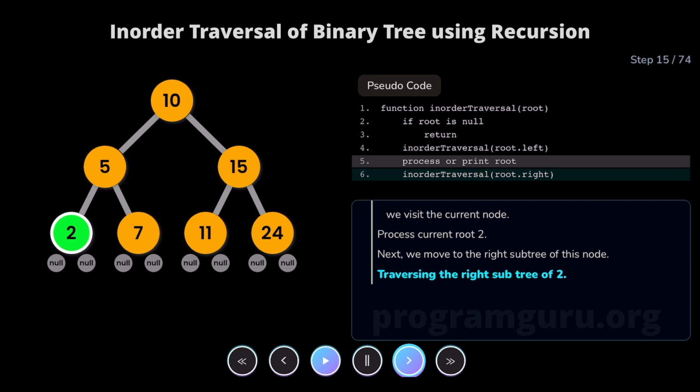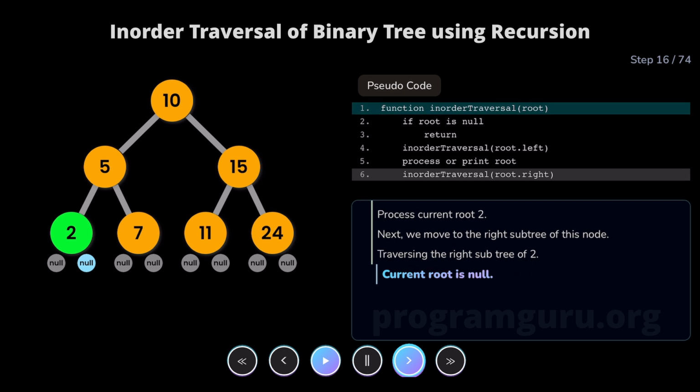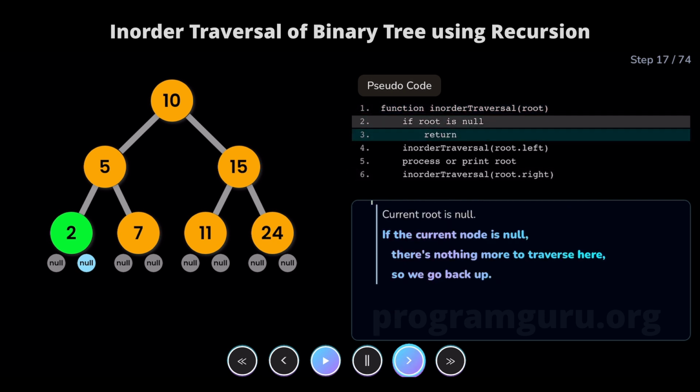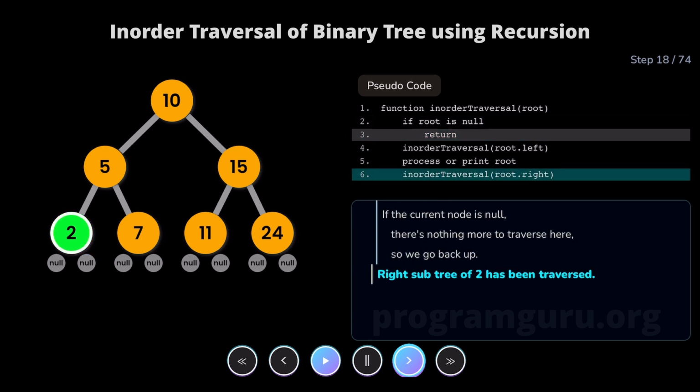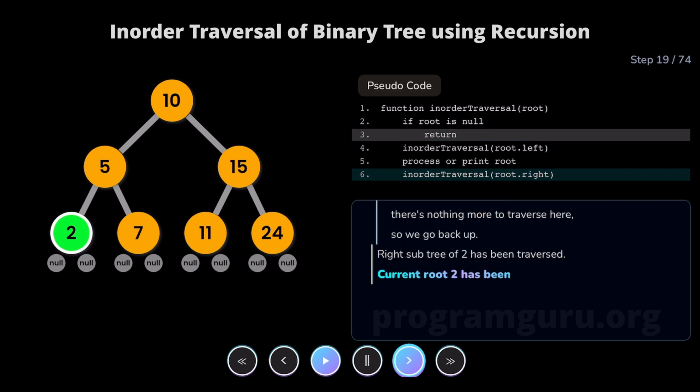Traversing the right subtree of 2. Current root is null. If the current node is null, there's nothing more to traverse here, so we go back up. Right subtree of 2 has been traversed. Current root 2 has been completely traversed.